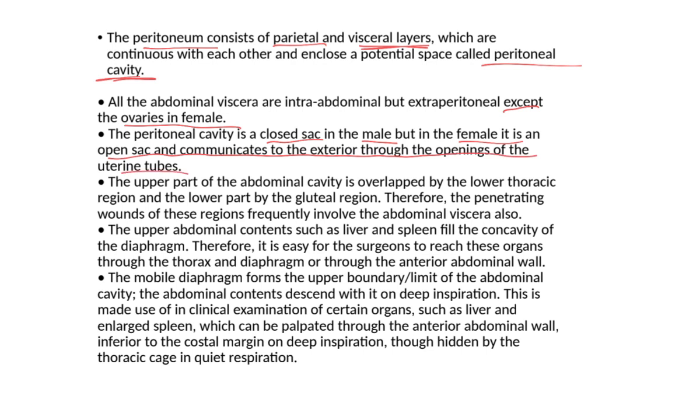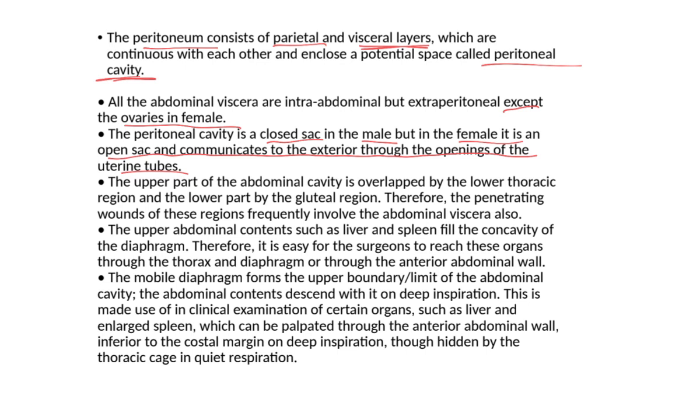So you need to understand that in case of males, the peritoneal cavity is a closed sac. There is no opening anywhere. But in case of females, there is an opening in the peritoneal cavity. Where? At the openings of the uterine tubes, that is the fallopian tube. At those openings, there is the communication of the peritoneal cavity to the outside or the exterior parts.